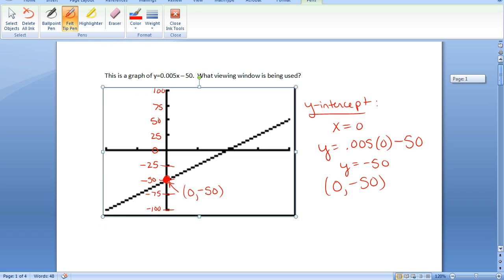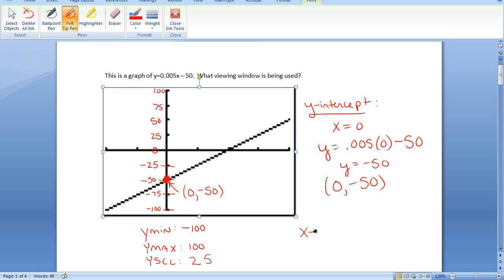So right now I can actually label the y-min, y-max, and y-scale. Y-min on the viewing window is the lowest y value we see on the window, which is negative 100. Y-max is the highest y value we see on the window, which is positive 100. Y-scale is the distance between each tick mark, and we see on this window the distance between each tick mark is 25. Now I need to do the same for the x-axis.